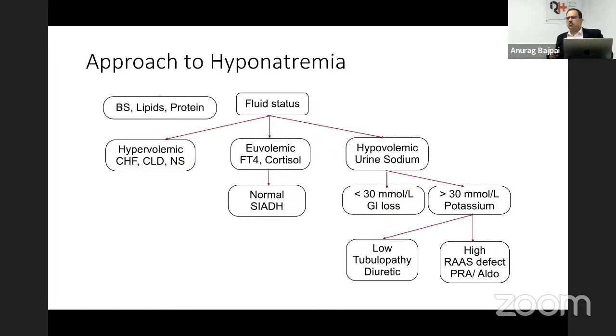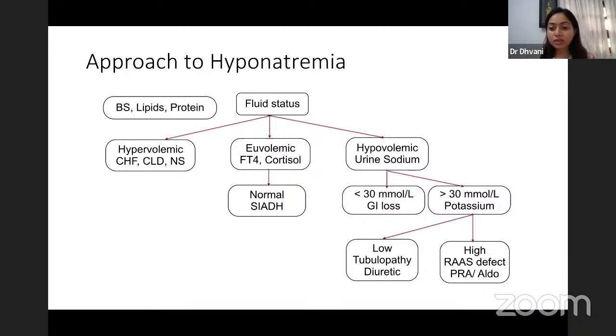SIADH basically means you have dilute blood and concentrated urine, opposite of DI, with normal renal, thyroid and adrenal functions and no history of intake of diuretics. So all these are confounding factors. So clearly we are here: fluid status is euvolemic. You need to do a thyroid profile and a cortisol before you go any further. And we have mentioned FT4. That is again a message that this looks like a central scenario. So please go ahead.